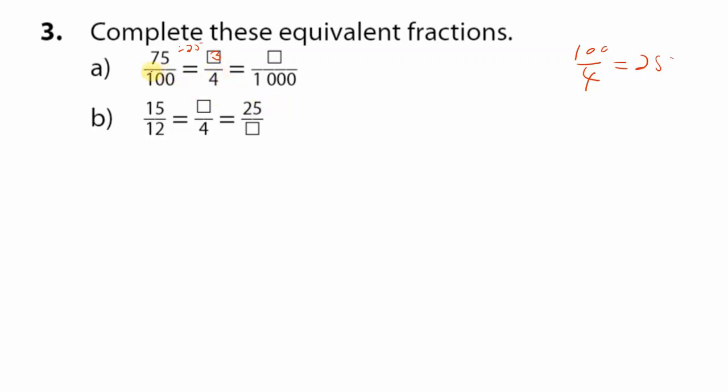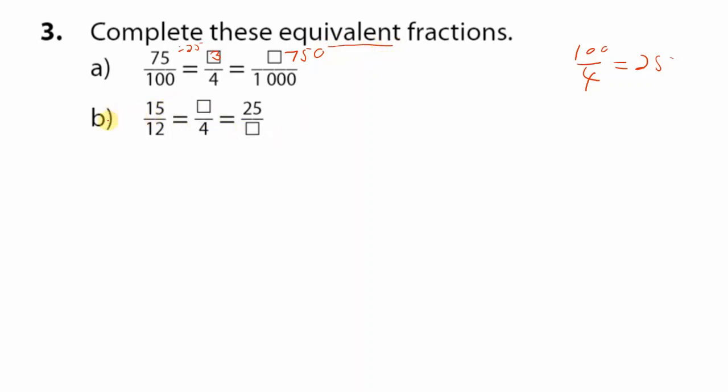Similarly, we can ask, how do we get from 100 to 1000? We simply added a 0, so we multiply it by 10. What we do at the bottom, we have to do on the top. So 75 times 10 is 750. So 75 over 100 is the same as 3/4 is the same as 750 over 1000. They are all equivalent fractions.